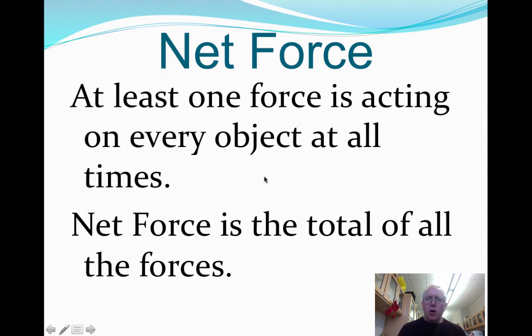Oh, and by the way, for our class, we're going to always assume that the normal force and the weight are equal to each other. For our class, we'll assume that.